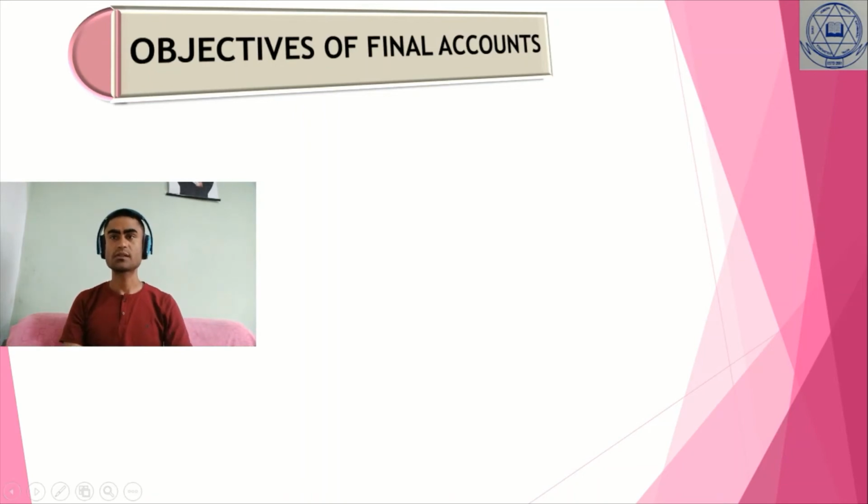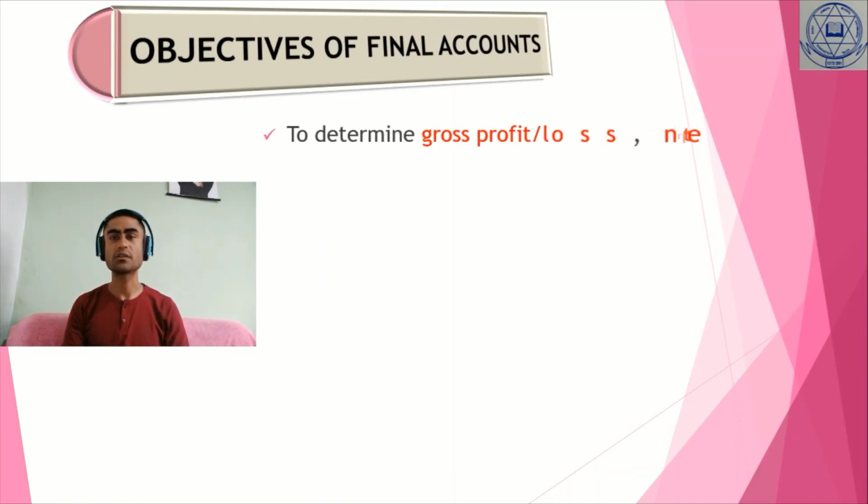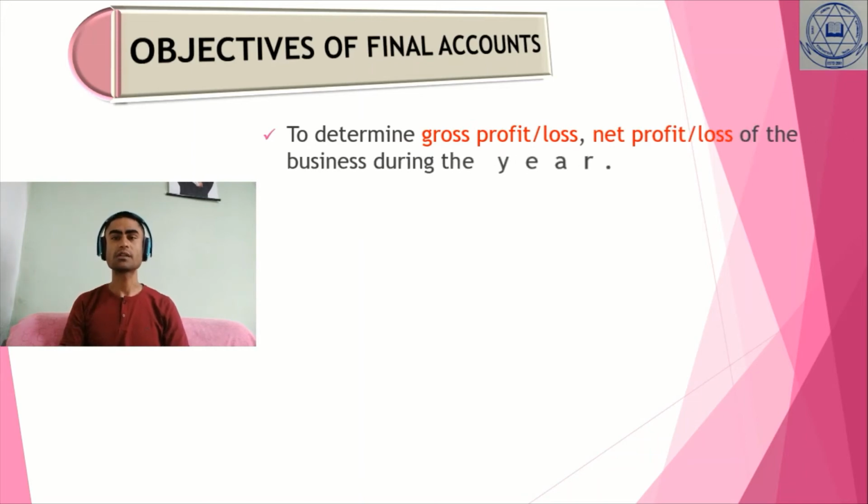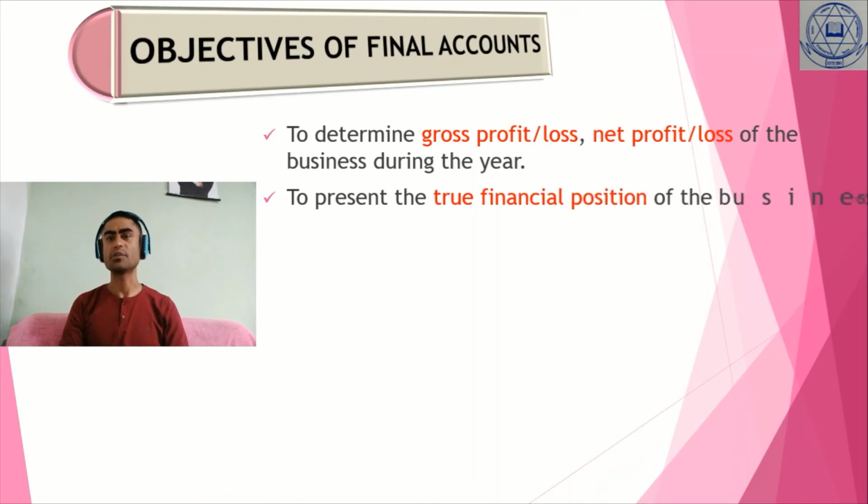So let's discuss the objectives of final account. किन इम्पोर्टेन्ट छ भन्ने कुराहरू चाहिँ यहाँ हामी डिस्कस गरौँ. To determine gross profit, gross loss, net profit, net loss of the business organization during the year, final account is important. Gross profit and gross loss can be determined by preparing trading account. Similarly, net profit and net loss can be determined by preparing profit and loss account.